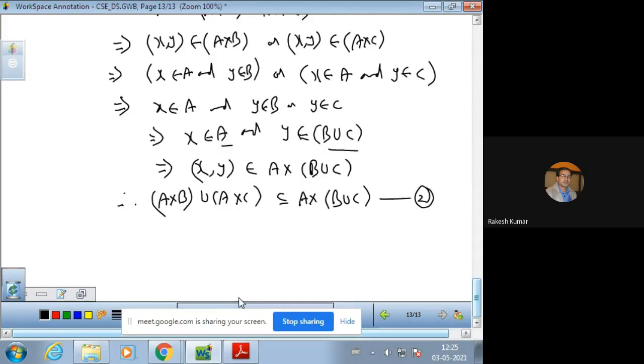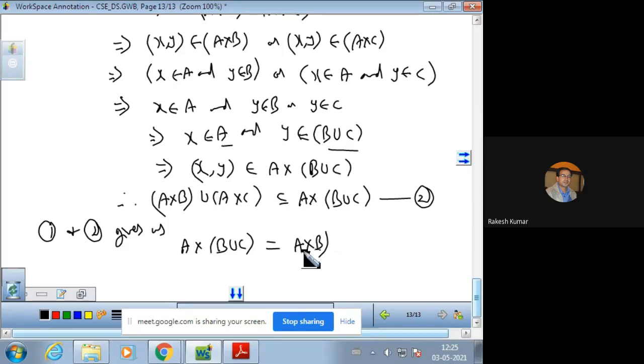And by combining equation number 1 and equation number 2, that will give us A cross B union C is equal to A cross B union A cross C. So this is the result we have. By this method, we can prove any of the cross product results, either with the union of the sets or with the intersection of the sets.